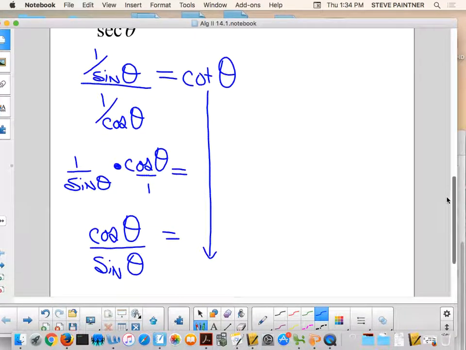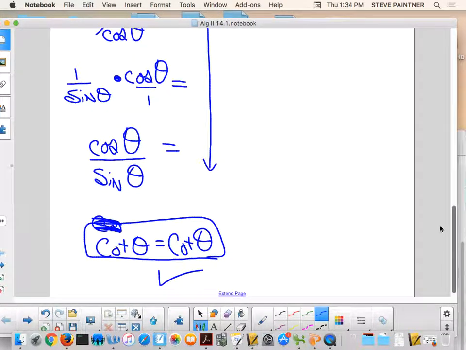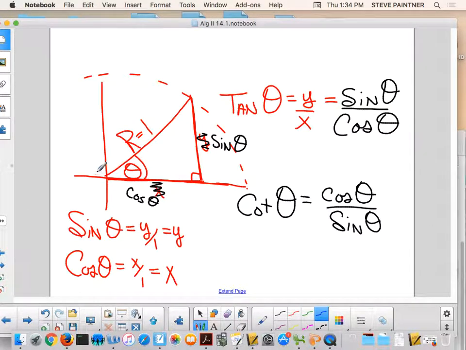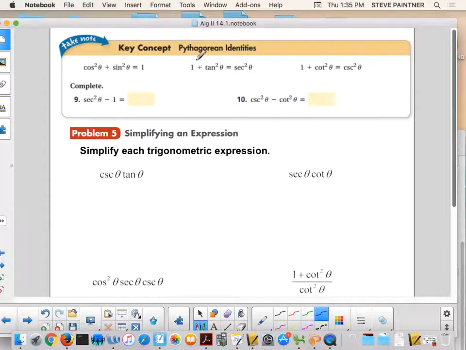I follow this all the way down to the bottom. There we go. Cotangent does equal cotangent, so we did prove it. Okay, period 6, let's continue. Now, you are now here. Set page 2, right? Page 2 talks about new identities.